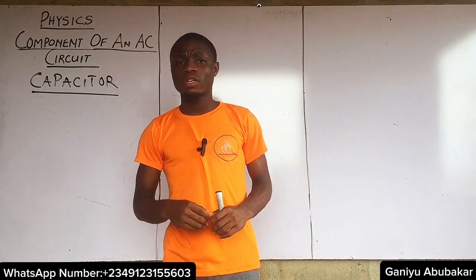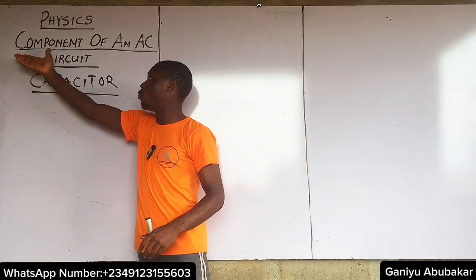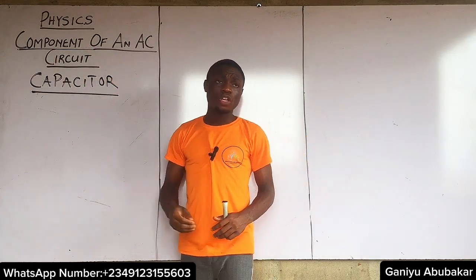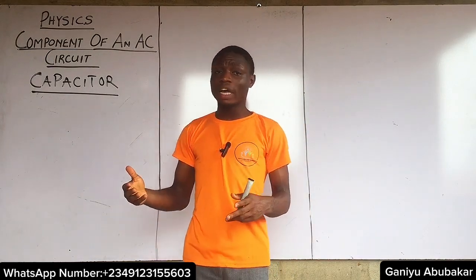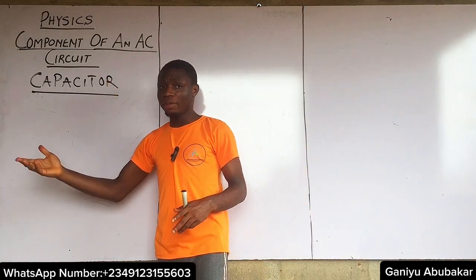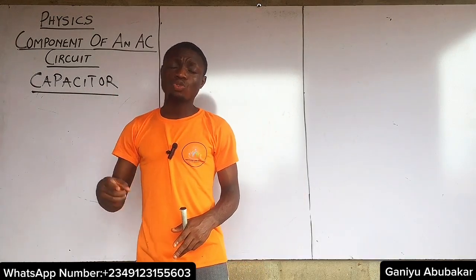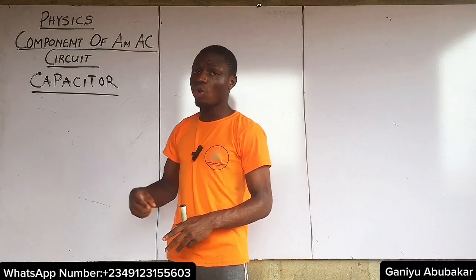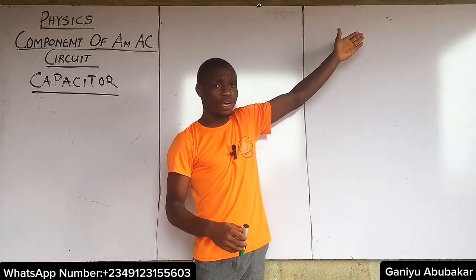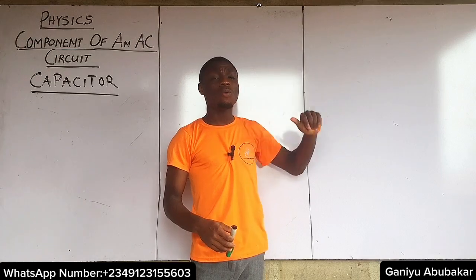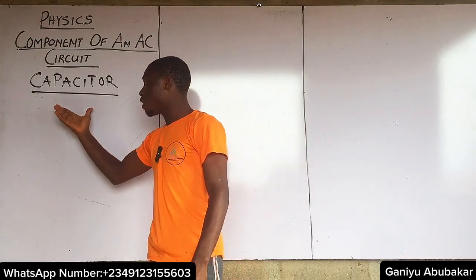For this class, we're talking about the second part of the study of components of an AC circuit. Last class, we did an introduction to AC circuits, and we said there are about three components: the resistor, capacitor, and the inductor. To check out our first class on resistor, I'll drop the link above you here. Today's class we're discussing the concept of capacitor.